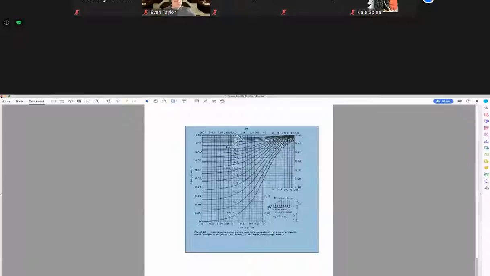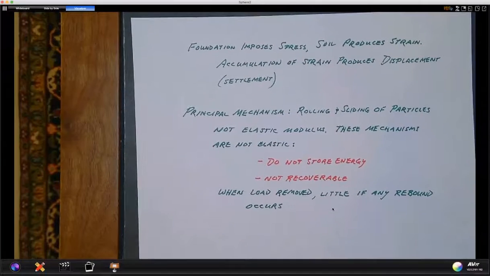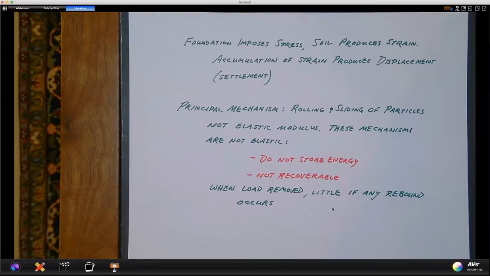I will move along to settlement now and identify first an overview, a big picture on settlement. Now we've addressed with this past unit what stress distribution occurs in soils due to loading at the surface.